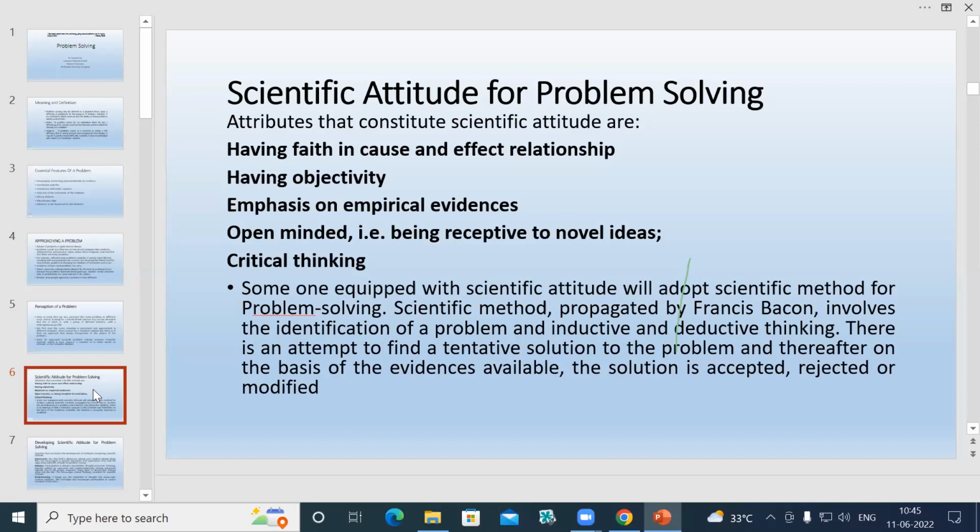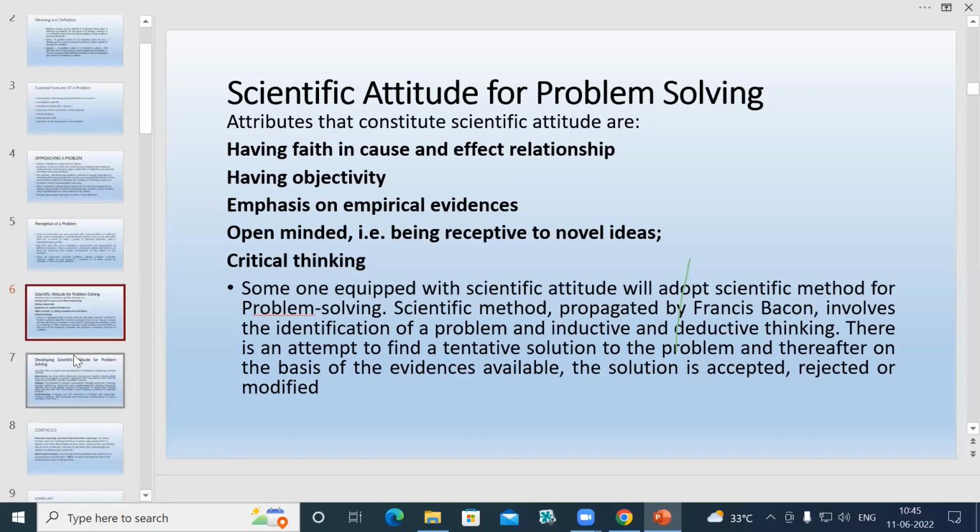A basic characteristic of a scientific attitude is that it has objectivity, and it has emphasis on empirical evidence, and then it is open-minded and receptive to novel ideas, and it involves critical thinking. So someone who has a scientific attitude will adopt the scientific method for problem solving, and this scientific method, given by Bacon, involves various steps.